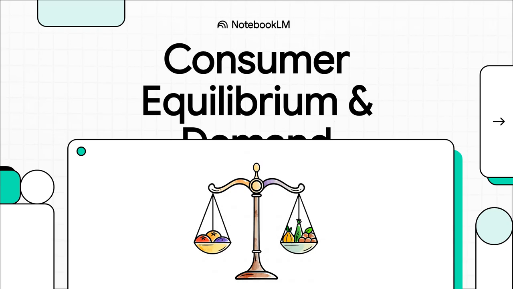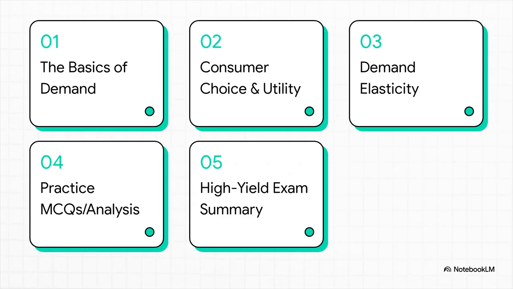Welcome. In this explainer, we're going to break down the key concepts of consumer equilibrium and demand, all to help you get ready for your exams. So here's how we're going to tackle this. We'll start with the basics of demand, then move into consumer choice and utility. After that, we'll get into demand elasticity, and then, this is the important part, we'll do some practice MCQs with a full analysis. We'll wrap everything up with a high-yield exam summary.